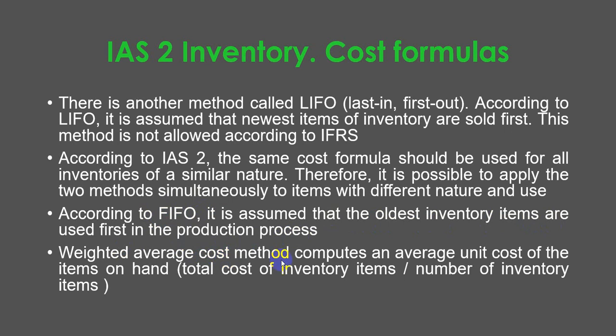Weighted average cost method computes an average unit cost of the items on hand. So actually you take total cost of inventory items and divide these costs by number of inventory items in order to receive weighted average cost.